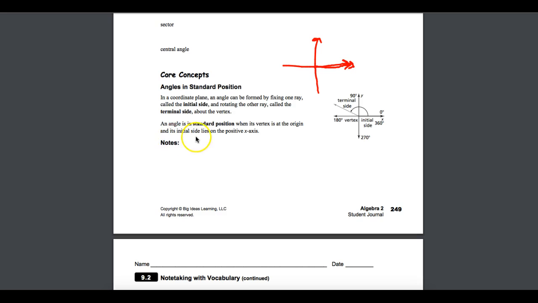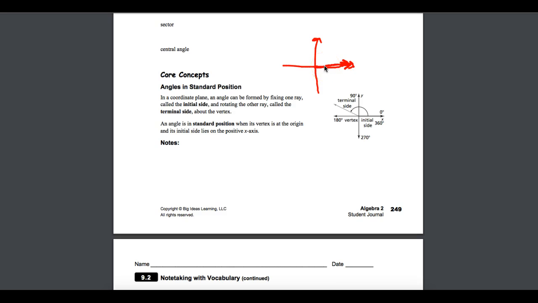You'll see right here, an angle is in standard position when its vertex is at the origin and the initial side lies on the positive x-axis. So to measure an angle, you take your first ray or side and lay it on the positive x-axis. Your second side, the terminal side, is going to rotate around as many degrees as required for the angle.